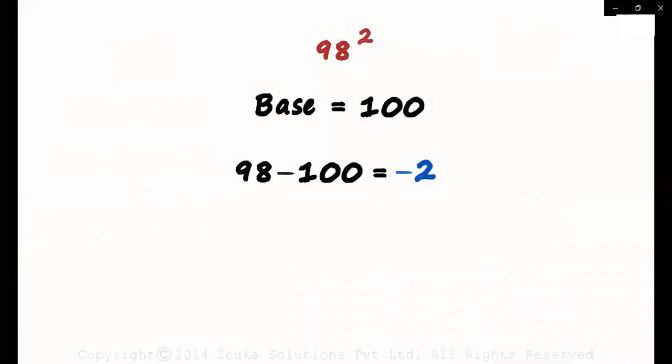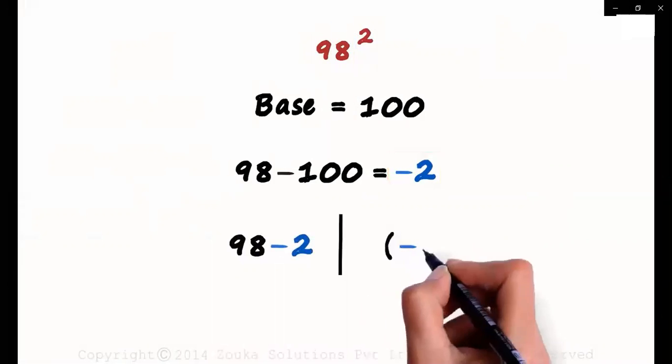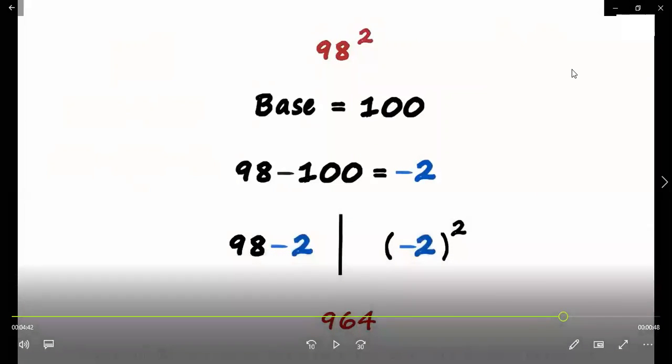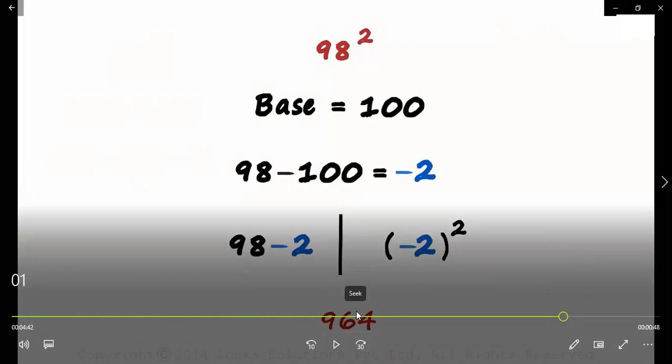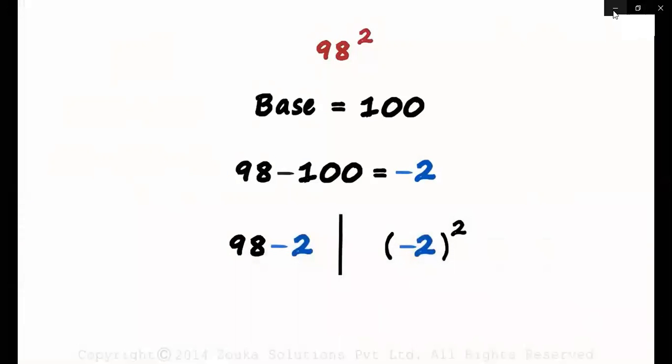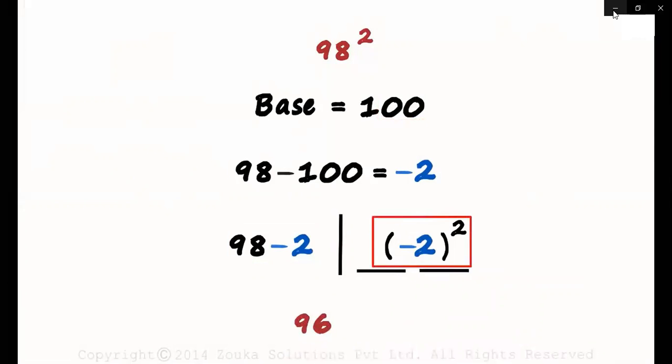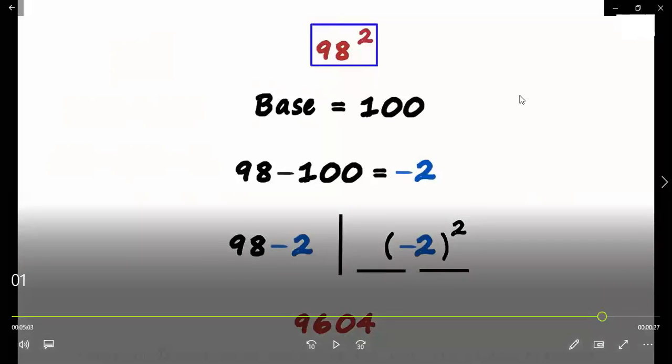Now third step, we'll make a partition. On the left hand side, we have to take the sum of the number and the difference. So that will be 98 plus -2, which can be written as 98 minus 2. On the right hand side, we have to square the difference, that is -2 whole square. So we'd get 964 in this way, but it is not right, because you have to keep in mind that in this case the base has two zeros. So instead of writing 4, we'll write 04 over here. The number of digits on the right will depend on the number of zeros in the base. So here there are two zeros, so instead of writing only 4, we'll write 04. So 98 minus 2 becomes 96, and -2 square becomes 04. So this is our final answer, 9604.